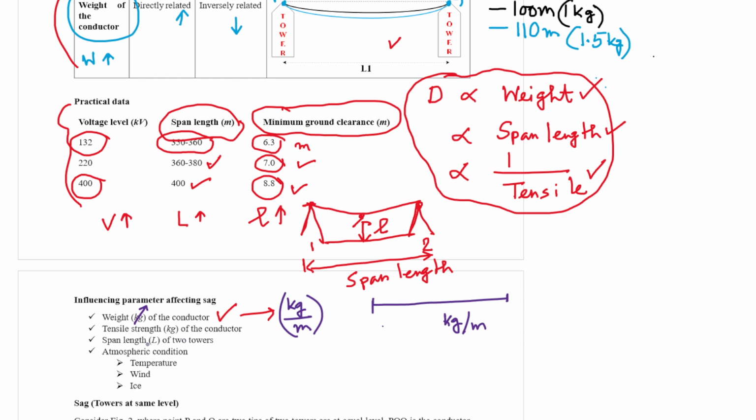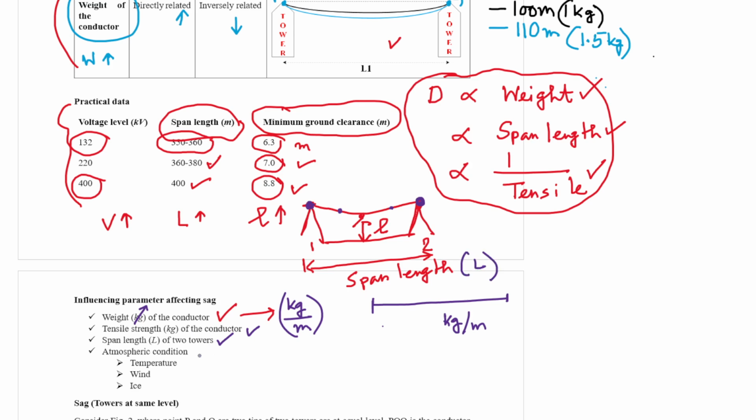The second parameter is tensile strength of the conductor. That means how much tensile strength is acting on this point or any point along the length of the line. Okay, that is the second parameter. Third parameter, already mentioned, is the span length of the tower, that is called L.